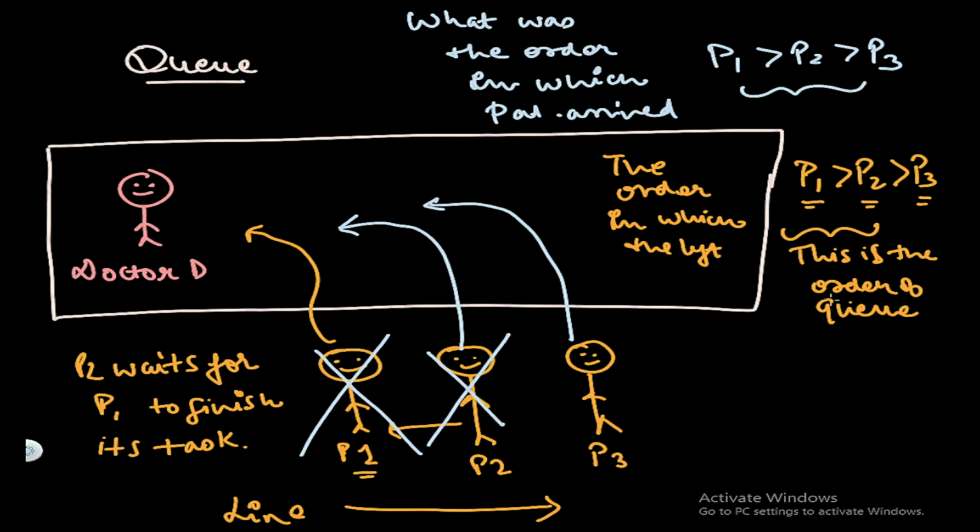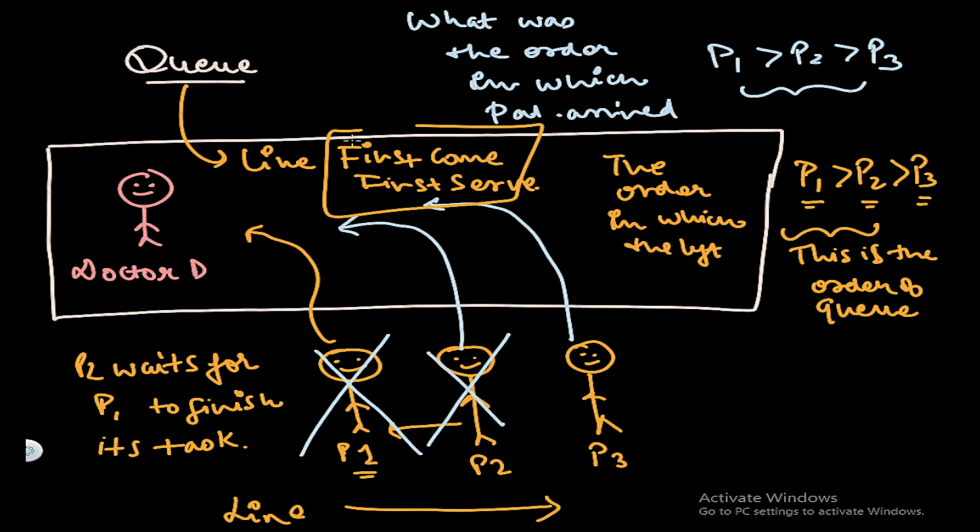Or you can say that a queue is a line in which the elements are treated in a first come first serve manner. Now this has a better term, but before that, let's understand this term, first come first serve. The patient who comes first will be served first by the doctor. The one who came second will be cured second. The third will be cured third by the doctor. This kind of order is also known as FIFO order.